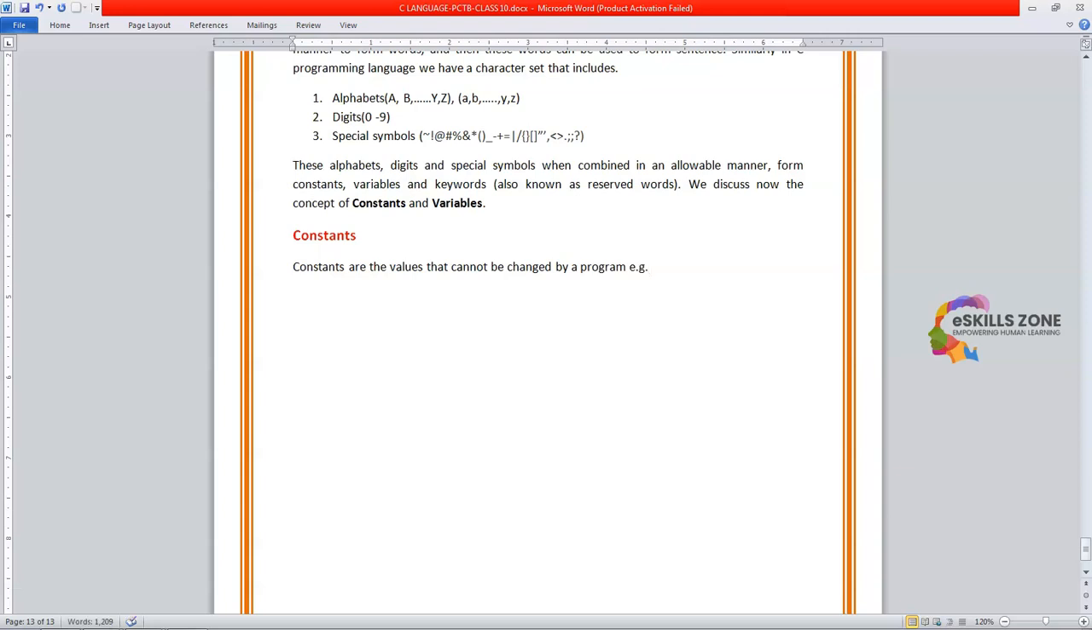For example, 5, 75.7, 1500, etc. In C language, primarily we have 3 types of constants. Number 1, integer constants.